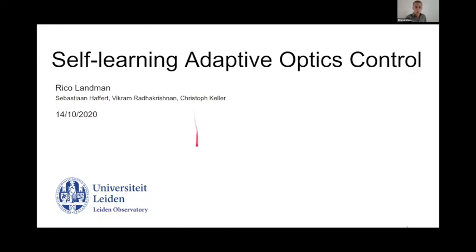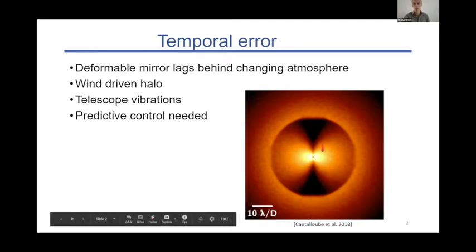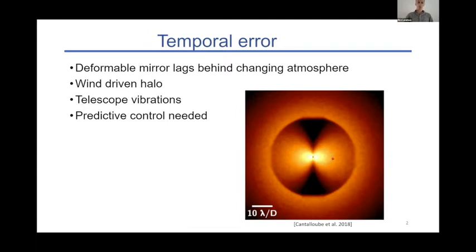One of the main limitations of current and future extreme adaptive optics systems is a temporal error induced by the changing atmosphere. This is caused by the finite time it takes to measure the wavefront, calculate the deformable mirror commands, and apply them on the mirror, while the atmosphere is changing in the meantime. This results in the so-called wind-driven halo, which we see in the figure on the right here, with a typical butterfly-shaped speckle halo in the direction of the wind.